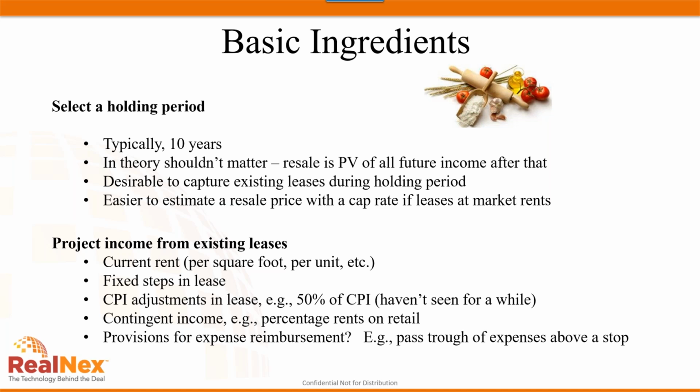Usually it's passed through above some, let's call it a stop, like $5 per square foot. So if the expenses start off in the lease at $5 a square foot, the owner might say, okay, I'll pay the first $5, but anything above that gets passed through to the tenant as an expense pass-through. So that's additional rental income. Commissions a lot of times are based on that expense pass-through.